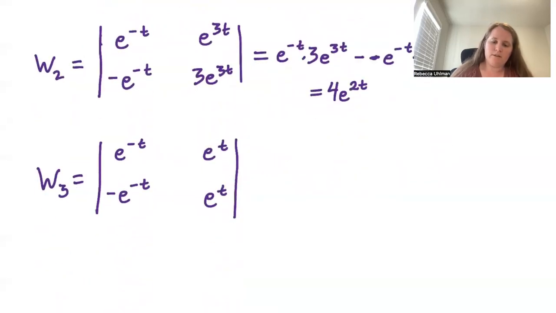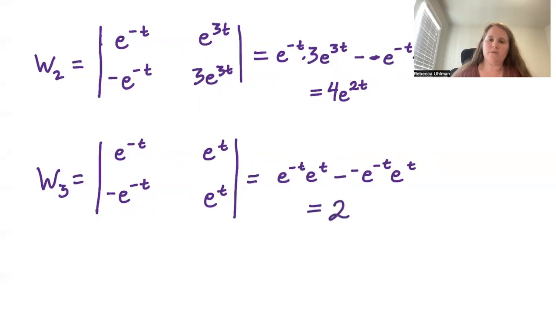For our last subdeterminant, we are looking at e to the negative t times e to the t, and we are subtracting off negative e to the negative t times e to the t. That's just 1 plus 1, otherwise known as 2.